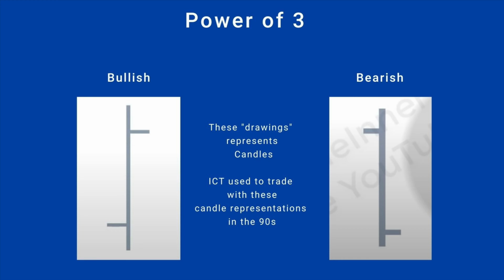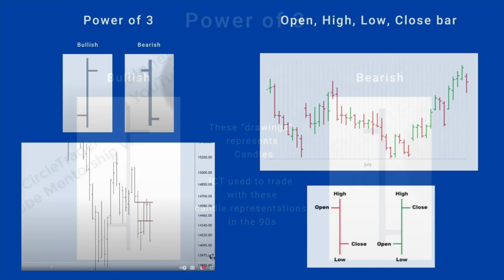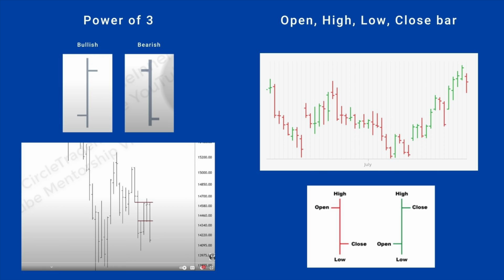Important to note is that these drawings actually represent candles, and ICT used to trade with these candle representations in the 90s. Here on your left you can see the bullish and the bearish candle representation and how ICT used to visualize his graphs. He uses a different color scheme than what you can see usually. He uses grays and blacks. He says that that sends a completely different message to his brain. Your emotions are attached to the color red and green that usually represent candles by default.